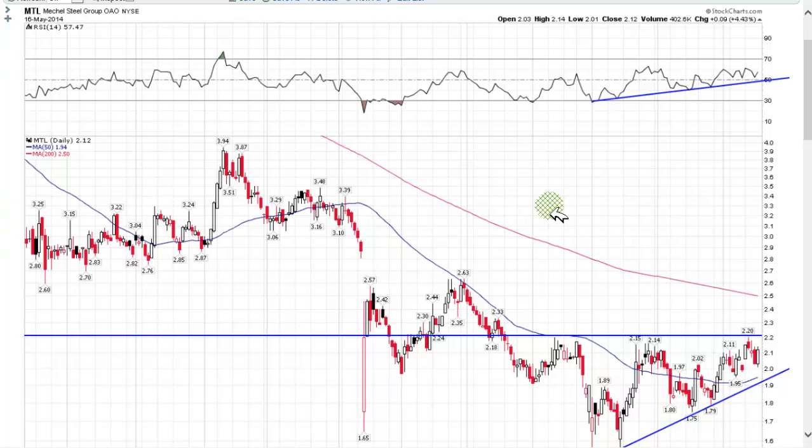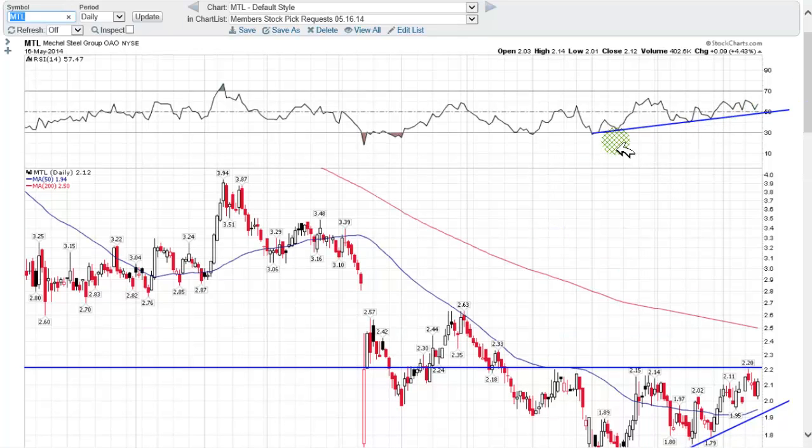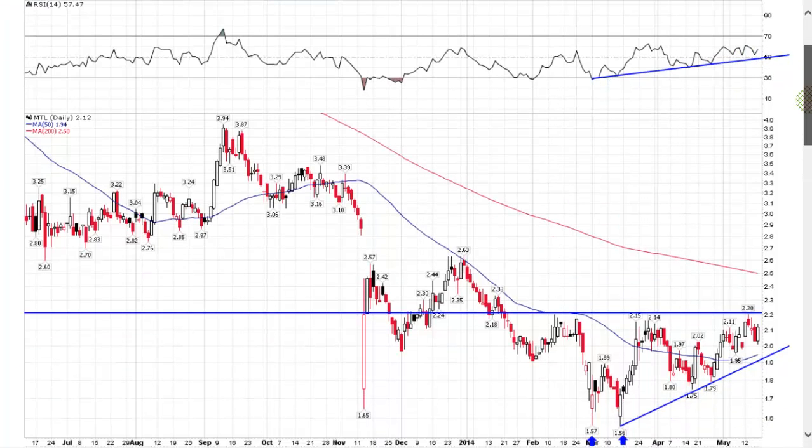MTL, Mechel Steel Group, a former high flyer. This is for fellow member Owen. These names typically have a lot of shorts involved in them, and what we saw on Friday was a bullish engulfing. So the probability of continued upward move is good, probably up to the $2.20 level. We are in a short-term uptrend off of a double bottom setup. So I like this, the lower band here.